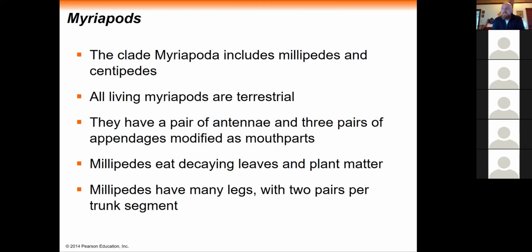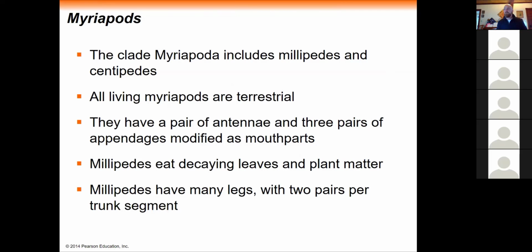We have the myriapods. Pretty simple group. 2 major members of this. We have the millipedes and the centipedes. So myriapod is just 2 groups. These guys are more ancestral because they don't have a lot of specialization. They're all terrestrial, so they're all land-based. They all have a pair of antennae and 3 pairs of appendages for mouth parts. Beyond the antenna and the mouth parts, every segment is going to get either 1 set of legs or 2 sets of legs.